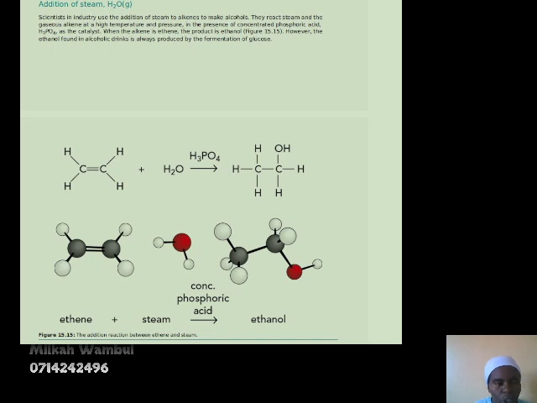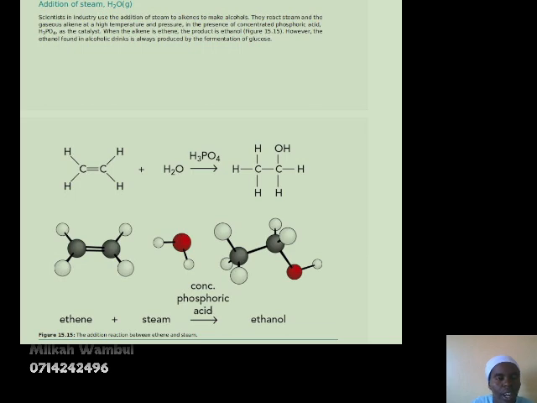Let's look at addition of steam. Steam is water in vapor form. Scientists in industry use this addition of steam to alkenes to make alcohols. They react steam and the gaseous alkene at high temperature and high pressure in the presence of concentrated phosphoric acid. Then they form an alcohol. So when an alkene, for example ethene, is reacted with steam in phosphoric acid, they will form ethanol, an alcohol.